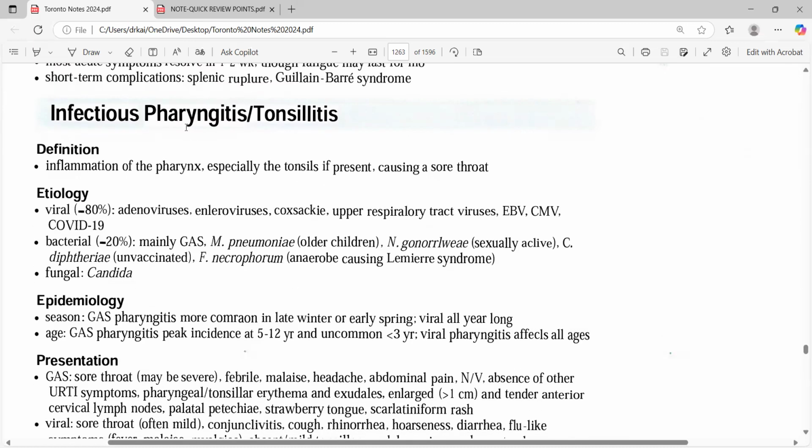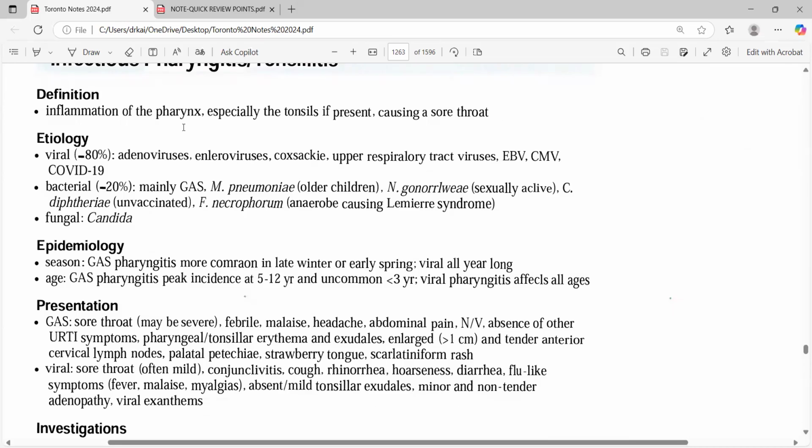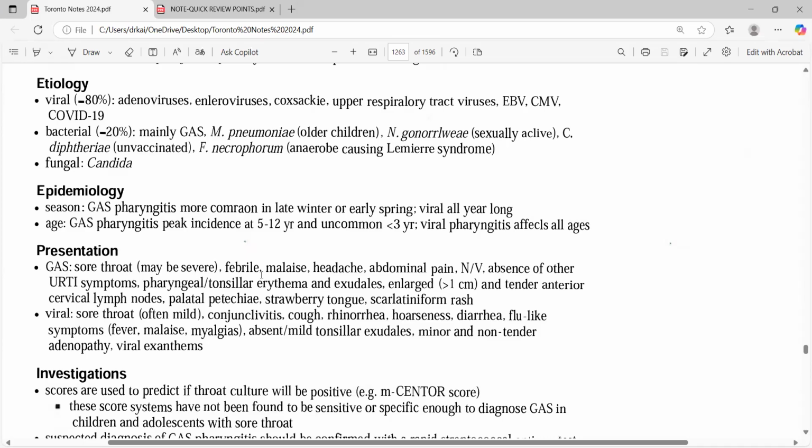Then acute pharyngitis or infectious pharyngitis. In this one, sore throat is a very common presentation, and you check with throat culture and sensitivity. If they ask what the first line investigation is, or what the first investigation you would do for any kind of sore throat, usually go for throat culture and sensitivity. Don't go for CBC or anything. The presentation is, as you can say, sore throat, upper respiratory tract infection, exudates, tonsillar inflammation, enlarged cervical lymph nodes, all of that.